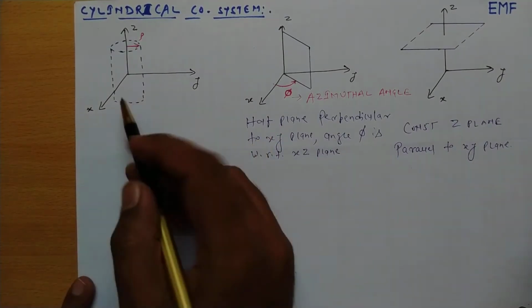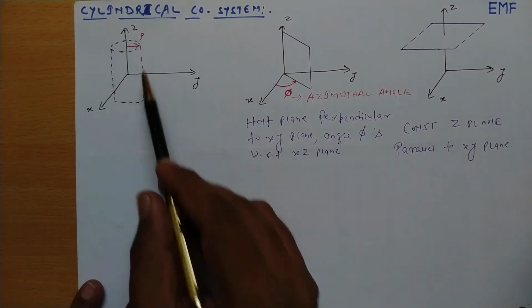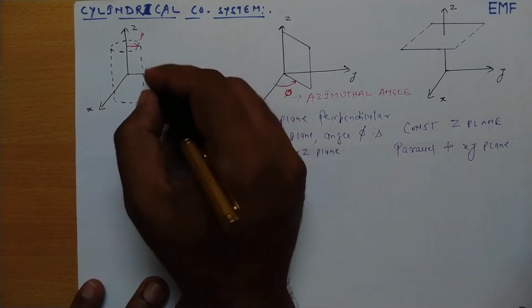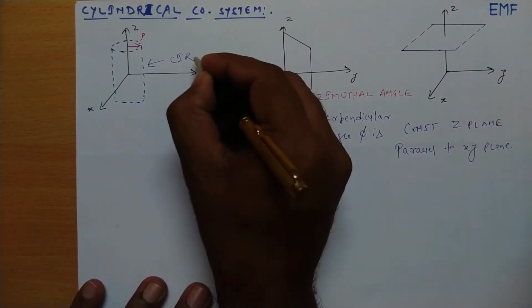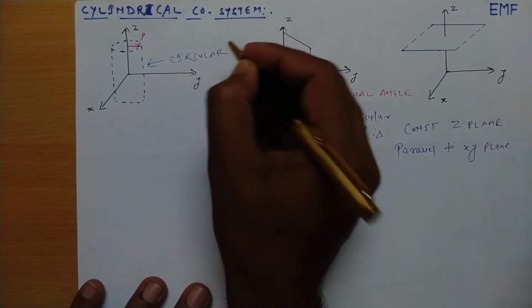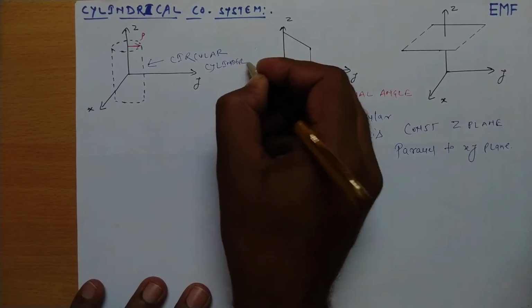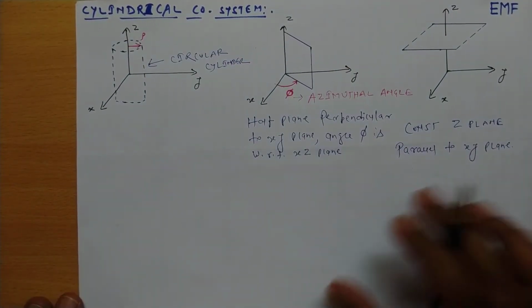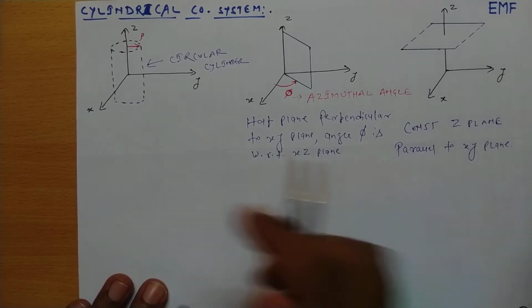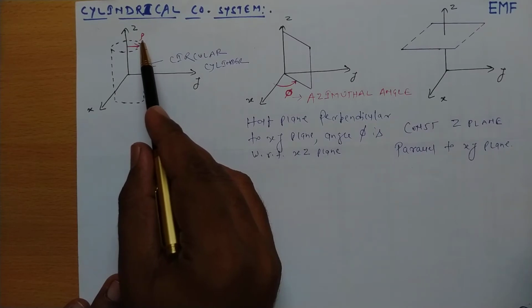The next one, we require a circular cylinder. As you can see here, I have drawn a circular cylinder. We require a circular cylinder whose radius is given as rho. The symbol is rho here.